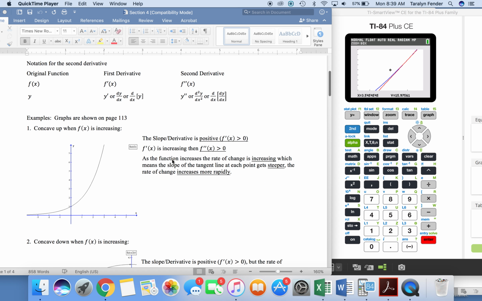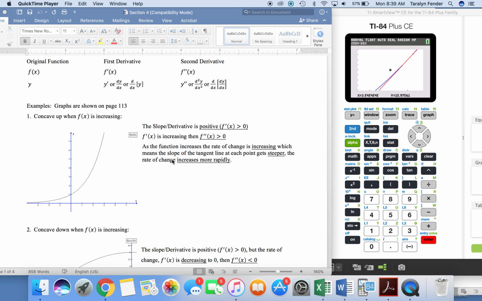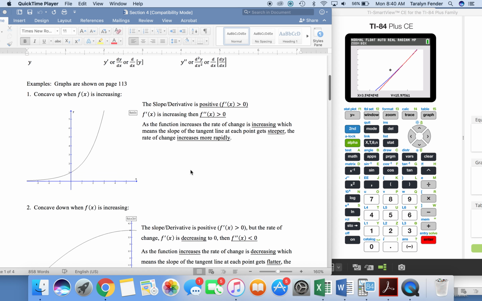and you could have these as well if we're using dy over dx. So the first graph is concave up when x is increasing. So it's concave up when our x values are increasing, our y values are also increasing, so the slope is positive. So f prime is positive and f prime is increasing when f double prime is greater than 0. So as the function increases, the rate of change is increasing, which means the slope of the tangent line at each point gets steeper. The rate of change increases more rapidly.